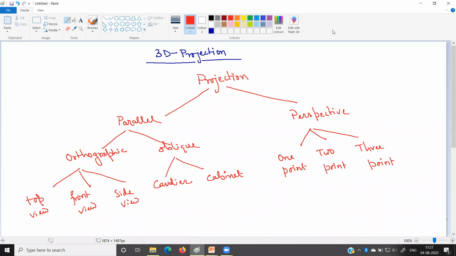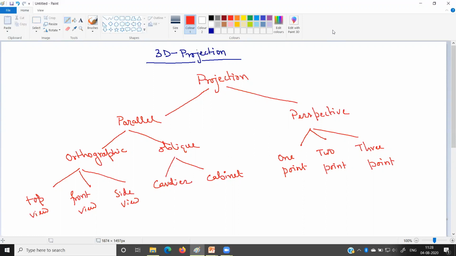Now, in the last class, I discussed the different classifications of 3D projection: parallel projection and perspective projection. Parallel projection is again of two types: orthographic projection and oblique projection. Orthographic projection can be divided into three categories: top view, front view, side view. Oblique projection can be divided into two categories: cavalier projection and cabinet projection. Perspective projection is divided into three categories: 1 point, 2 point and 3 point.